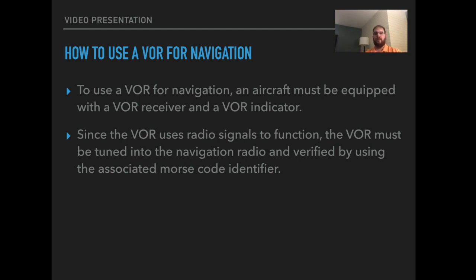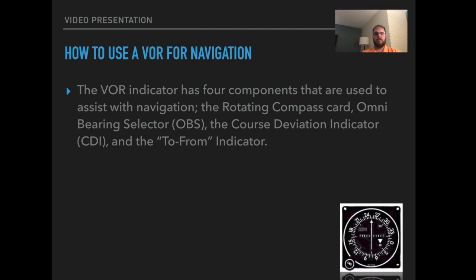To use a VOR for navigation, an aircraft must be equipped with a VOR receiver and a VOR indicator. Since the VOR uses radio signals to function, the VOR must be tuned into the navigational radio and verified by using the associated Morse code identifier. The VOR indicator has four components that are used to assist with navigation: the rotating compass card, the Omni Bearing Selector, or OBS, the course deviation indicator, or CDI, and the to from indicator.